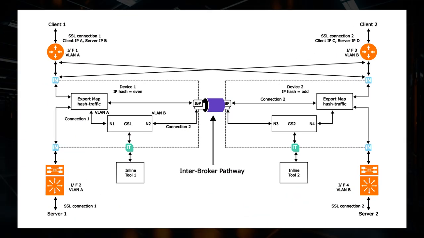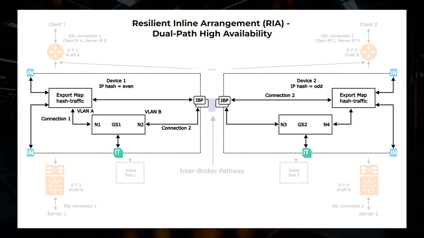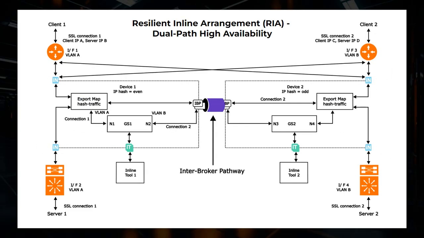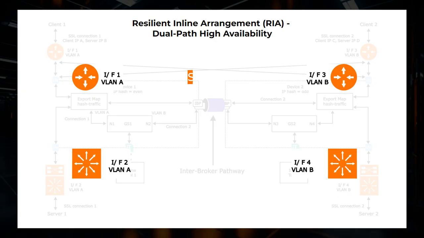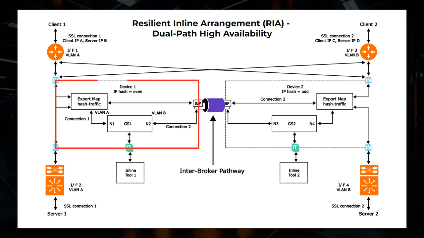In this video, we'll walk you through how Gigamon's Resilient Inline Arrangement, or RIA, manages traffic in high availability environments using dual nodes. RIA routes traffic based on IP address parity: source IP for top interfaces, and destination IP for bottom. Even-ending IPs are directed to one node, odd-ending to the other, with internode forwarding handled via IBP as needed.